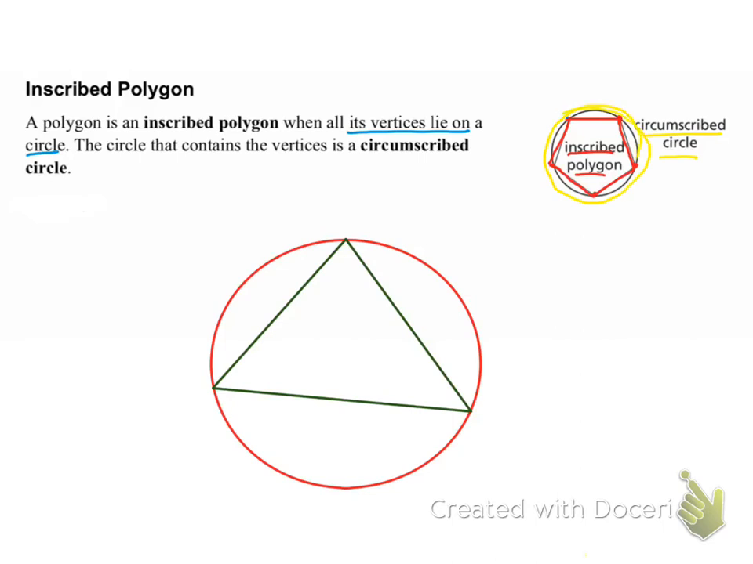So if I look at the other example here, this is our circumscribed circle, and this is our inscribed polygon, because this vertex is touching here, and this vertex is touching here, and this vertex is touching here.